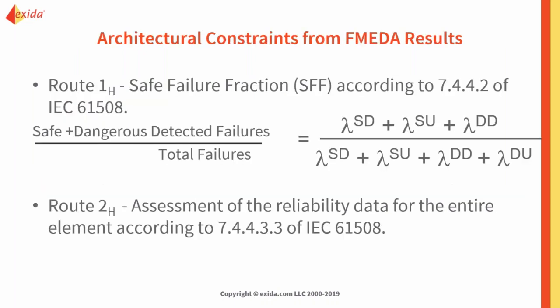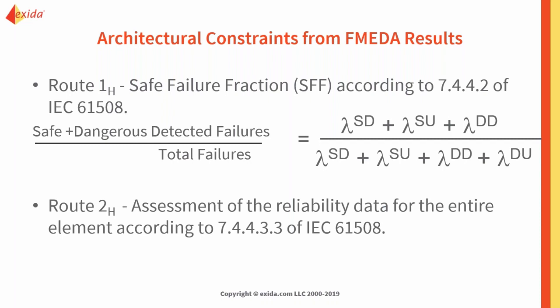Architectural constraints are looked at two separate ways. You can either evaluate your architectural constraints per Route 1H or per Route 2H. Route 1H is the original way of evaluating architectural constraints. And it talks about something called a safe failure fraction. It's looking at your safe failures over your total failures, and looking at the ratio of what would be considered safe compared to what is not considered safe, or those dangerous undetected failures thrown in there.